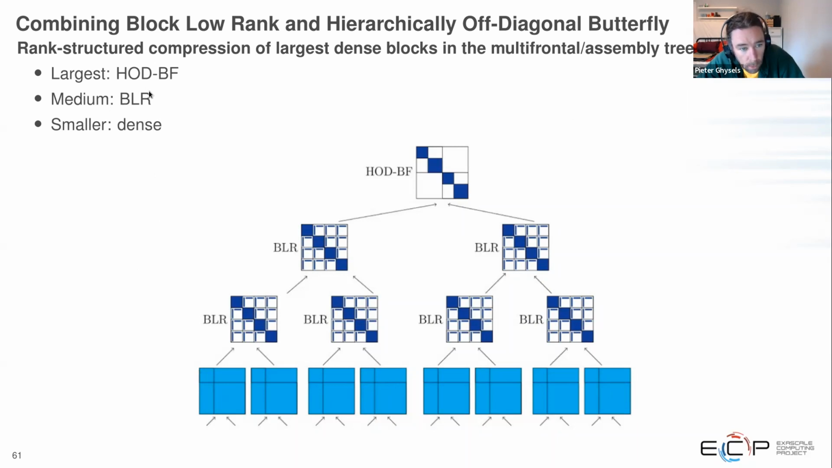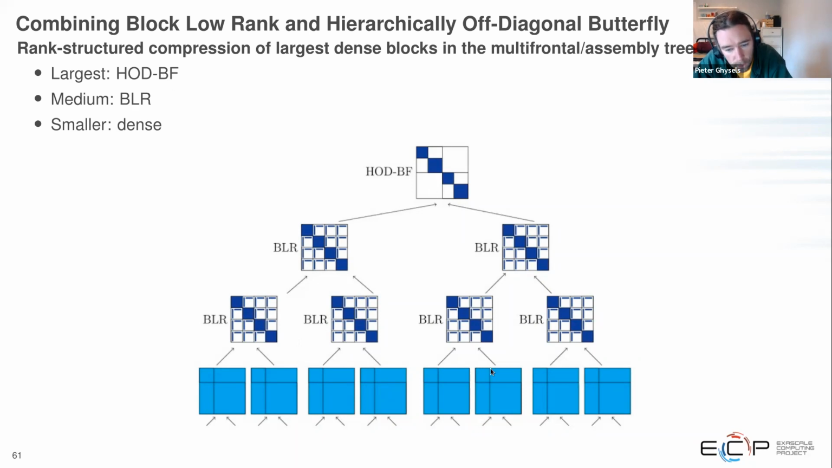The block low rank format, because it's not hierarchical, it's a little simpler than the other formats. So the asymptotic performance of the block low rank format is such that it works well for medium-sized problems, but for the very large blocks in the supernodal tree, we use this HODBF format, which uses the butterfly compression.